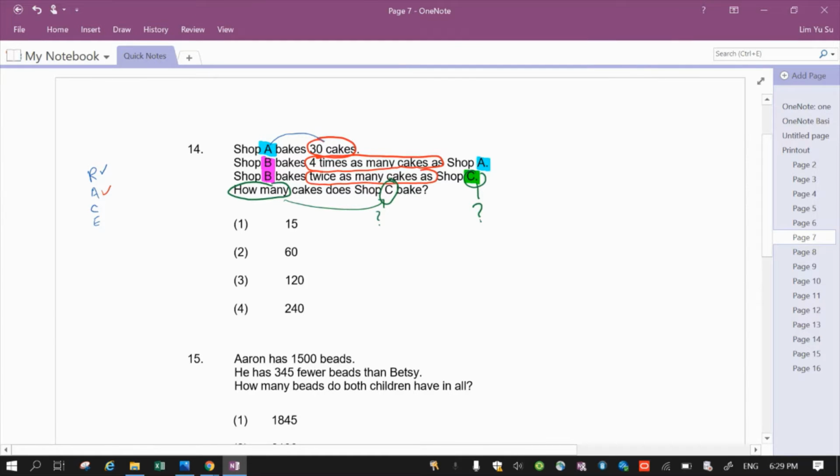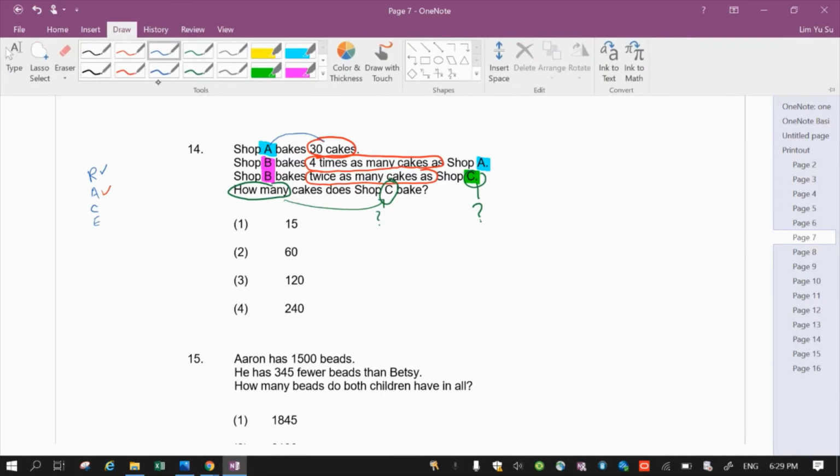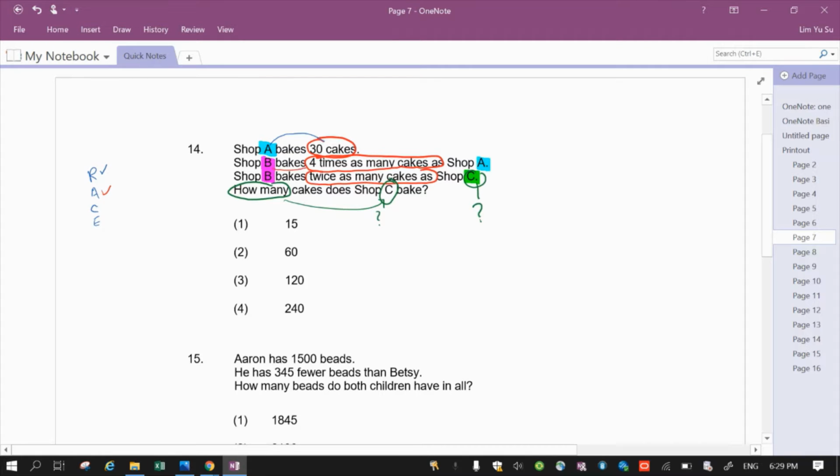So 30 is A. I pointed to A is 30 cakes. And then you have a relationship of B being 4 times as many as A. And then the last part, B is repeating. So I draw B to B, and then you have C. Now, for those of us who have a bit of trouble understanding, one of the biggest issues with word problems is you might be reading the sentences, but you don't get what the story is talking about. It seems like a blur, so confusing, and you're like, what is going on? All right, so you have 3 characters.